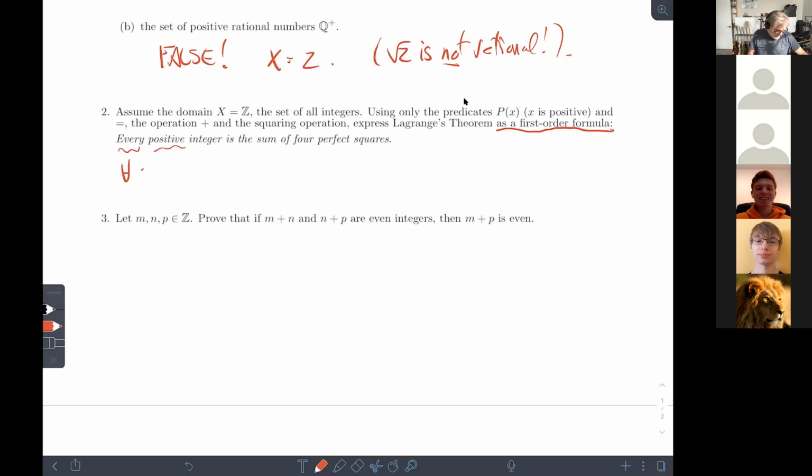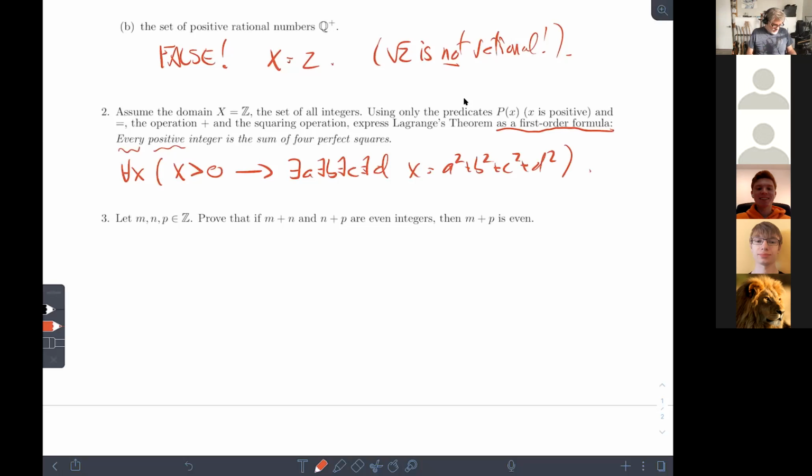So for every x, and the domain is integers, so that means for every integer, but that's not quite right. I need them to be positive. So I say if my integer is positive, then it can be written as the sum of 4 squares. In other words, there exist integers a, b, c, and d, it doesn't matter how you call them, such that x is the sum of these squares. So that's the simplest way to write this.